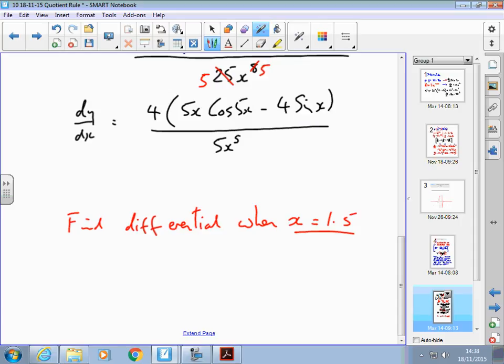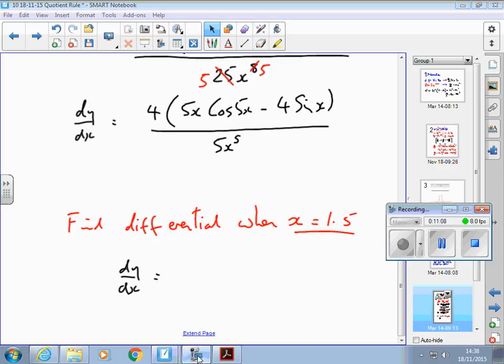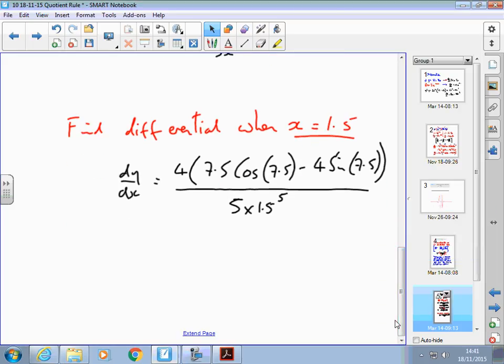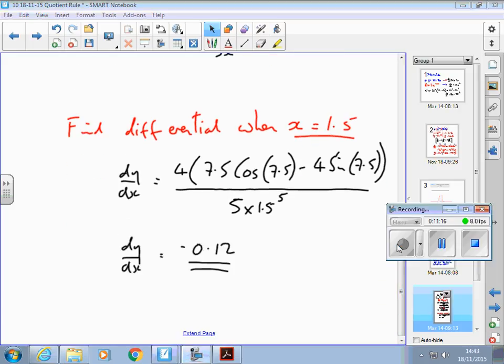So when x equals 1.5, the differential is, put it into your calculator and see what you get. So putting the numbers in, we get this, and putting them into the calculator gives us minus 0.12. Check you do that right.